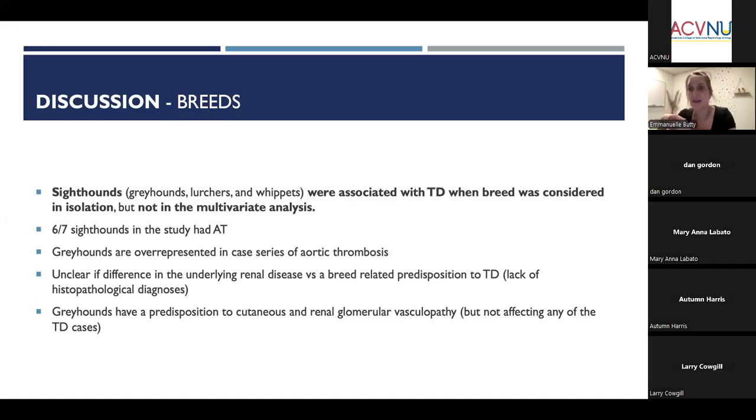And since we don't have histopathologic diagnosis here, the study definitely couldn't make the difference, but it is something they found out in looking at this data analysis. They also discussed the fact that greyhounds have a predisposition to cutaneous and renal glomerular vasculopathy, but none of the cases with thromboembolic disease in this study had this disease diagnosed.